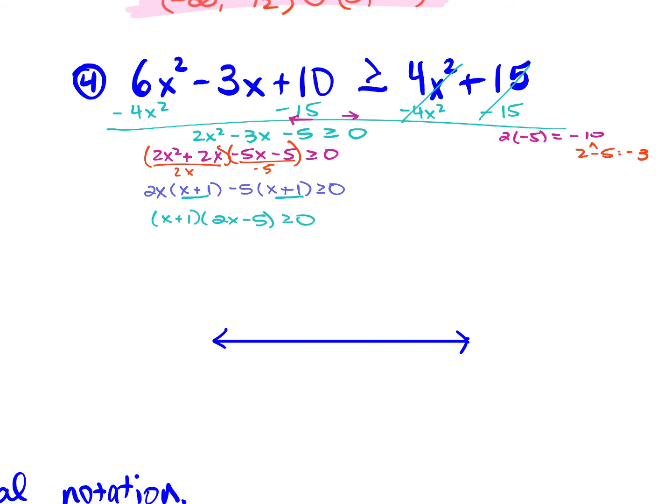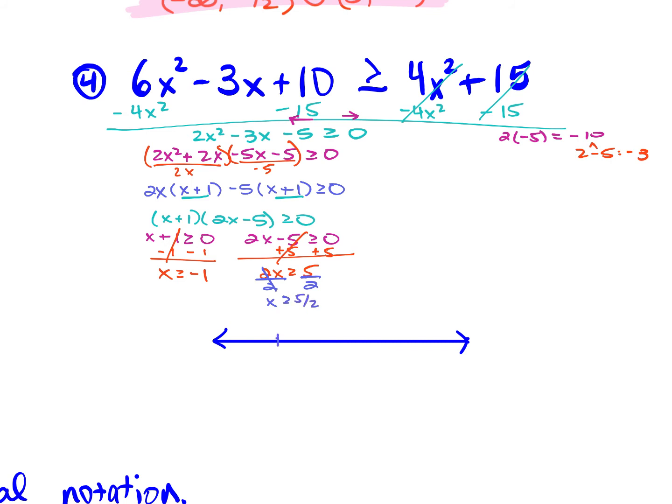Set them both greater than or equal to 0 and solve them. So you have x plus 1 is greater than or equal to 0, as well as 2x minus 5 is greater than or equal to 0. For the x plus 1 is greater than or equal to 0, subtract your 1 from each side. You get x is greater than or equal to negative 1. For the 2x minus 5 is greater than or equal to 0, add your 5 to both sides. You have 2x is greater than or equal to 5, and then divide each side by the 2. So x is greater than or equal to 5 over 2.